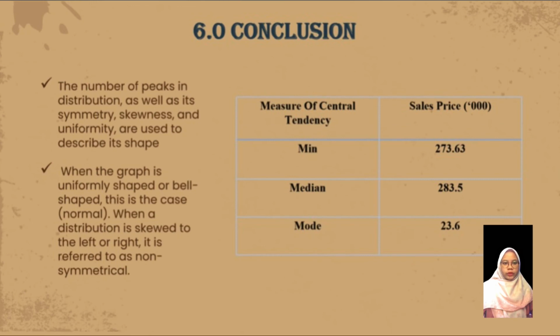Lastly, for conclusion, the number of peaks in a distribution as well as its symmetry, skewness, and uniformity are used to describe its shape. When the graph is uniformly shaped or bell-shaped, this is the normal case. When a distribution is skewed to the left or right, it is referred to as non-symmetrical.